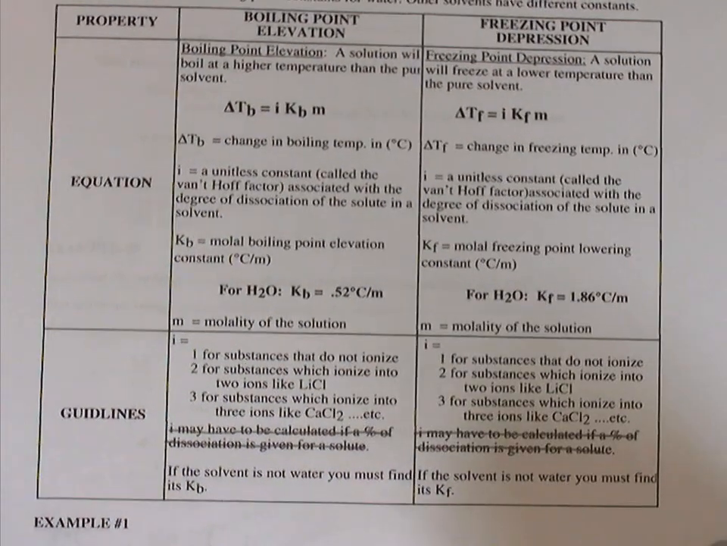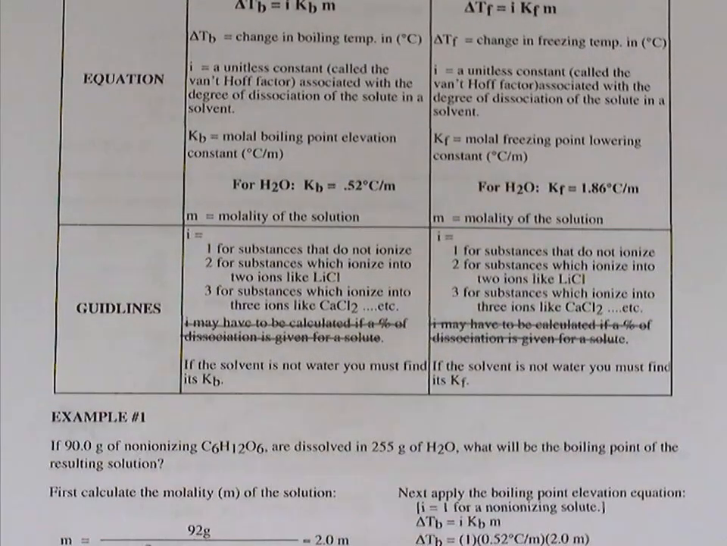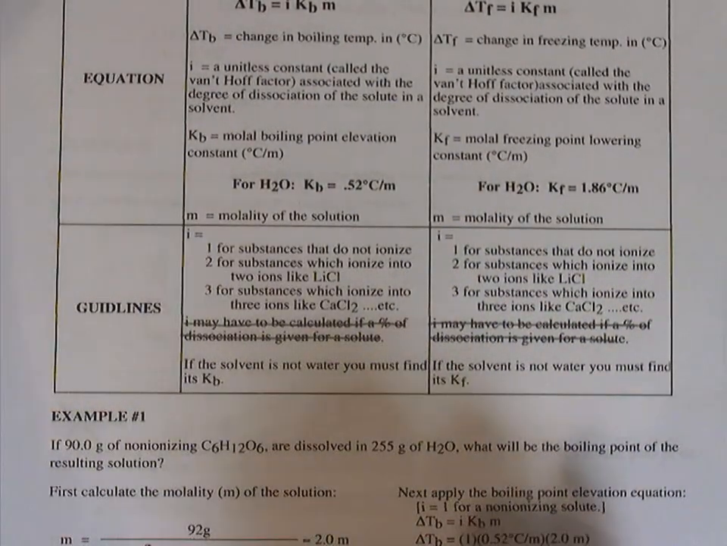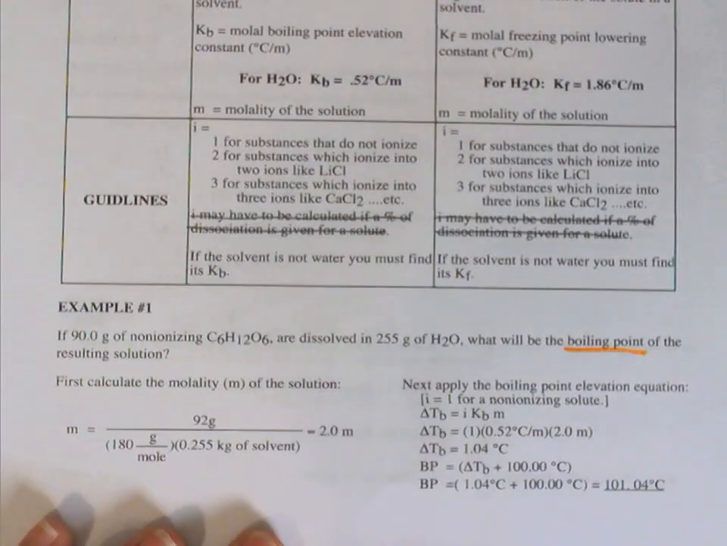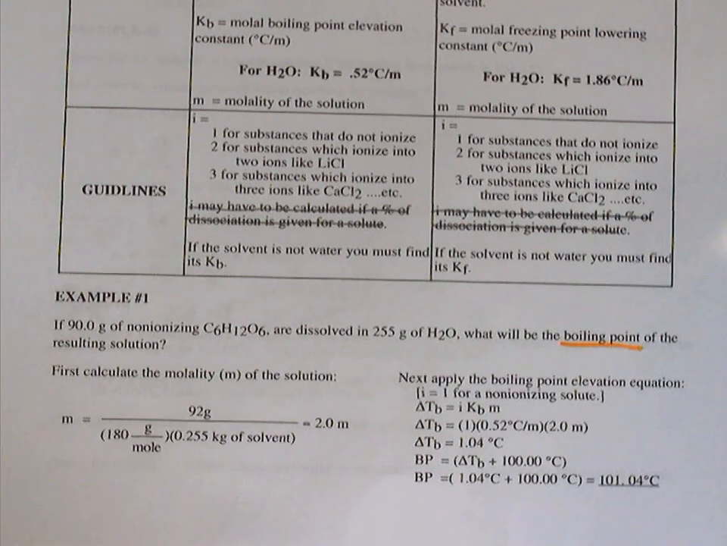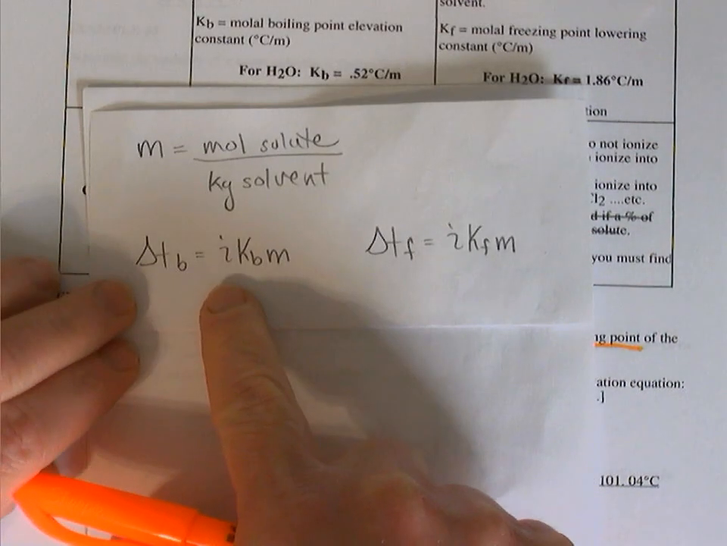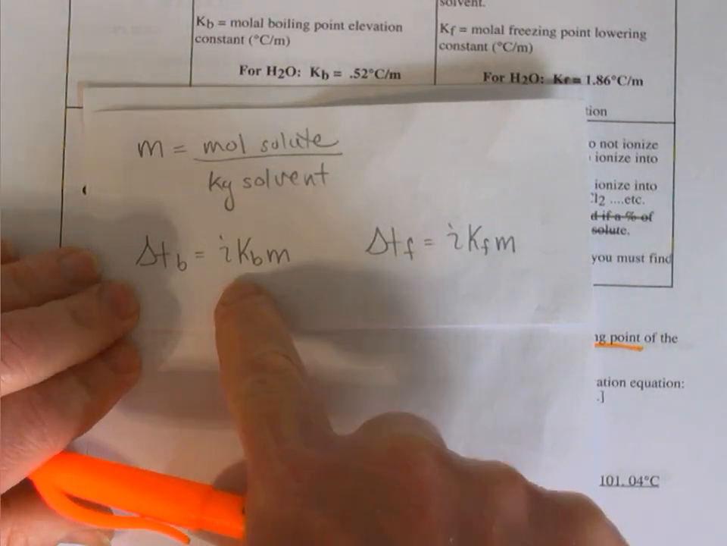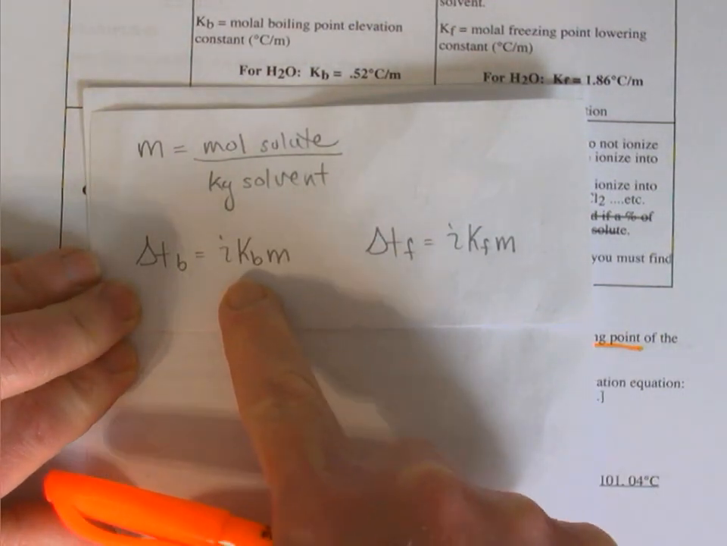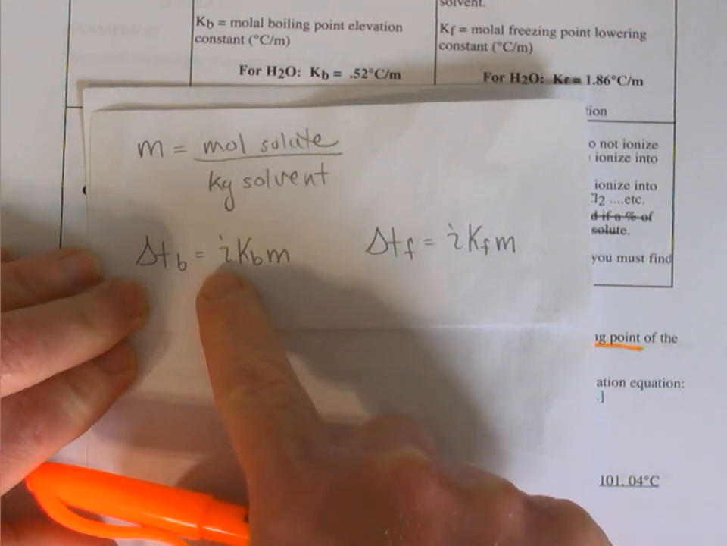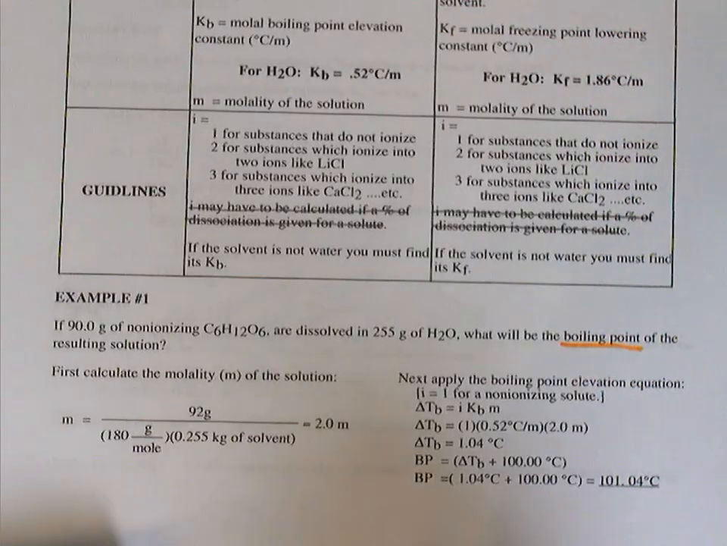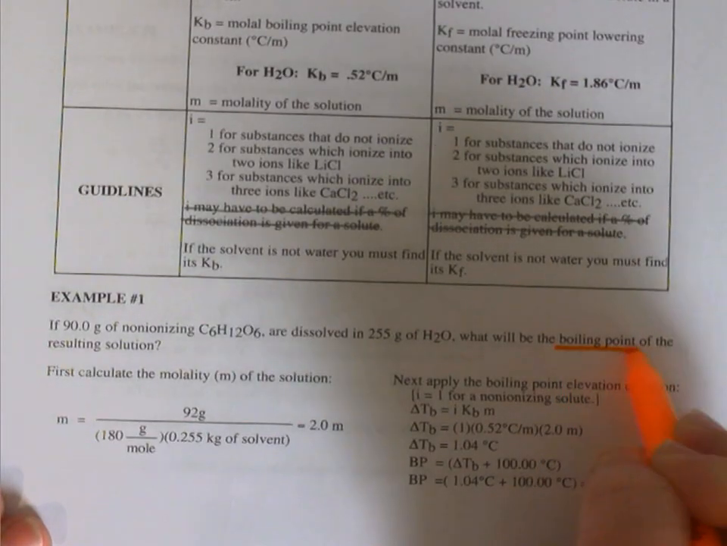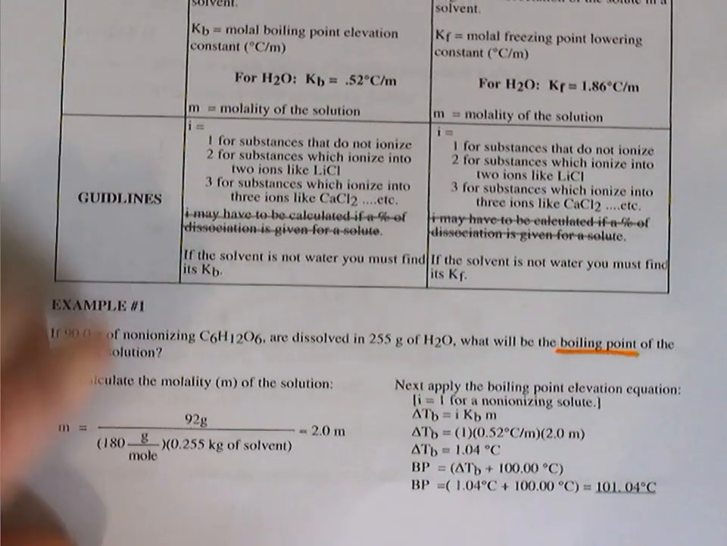Now, what kinds of things could we be asked? We often are going to have to find the boiling point of a solution. You may be directly given the molality, and you will be told in the problem the Kb value, and you will know your solute and then be able to interpret the Van't Hoff factor. So often we're asked for the boiling point. Well, what else?